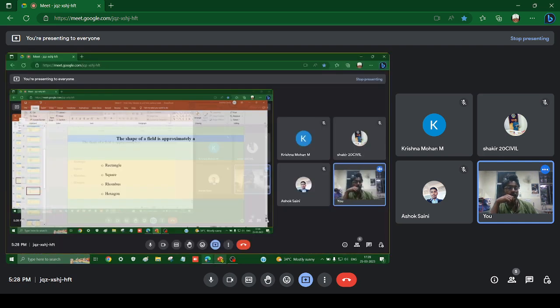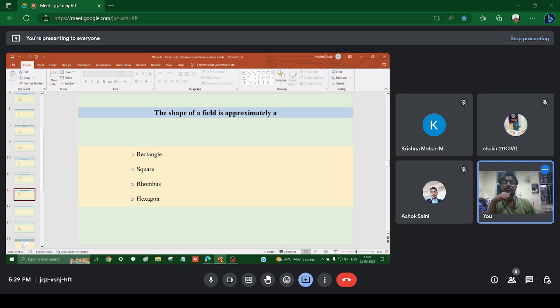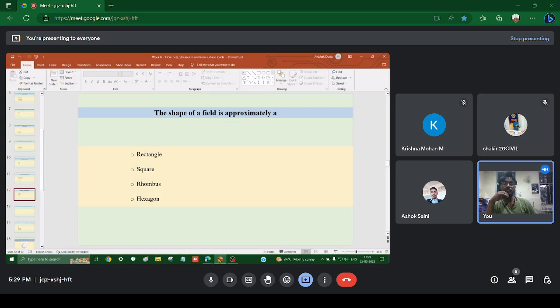Okay, it is the area between two adjacent flow lines and two adjacent equipotential lines. That is a field. And the shape of a field is approximately a rectangle or a square, a rhombus or a hexagon. No need to say now. You will get time to solve the questions. You just write down the answers. I'll give you time to solve all the questions. After that, we'll discuss.